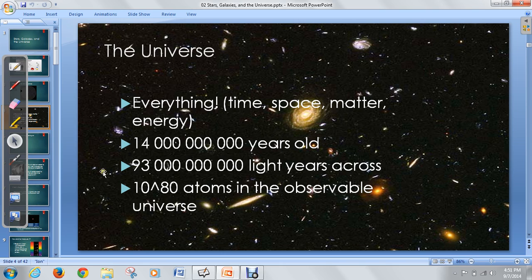Okay, so this place is ginormous. There are 10 to the 80 atoms. That is a giant number. That's a 1 with 80 zeros on the end of it. So this is a big place, the universe. There's nothing that we know of outside of the universe at this point. The universe is everything, and it is ginormous.